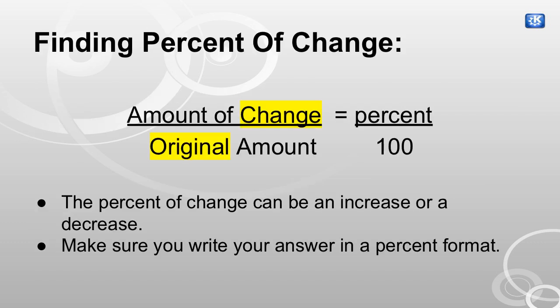So this is on your note sheet. We're going to use our proportion that we've gotten really good at. To find the percent of change, we are going to do the amount of change, which will actually be a subtraction problem, over the original amount, and then on the right-hand side, of course, we have percent over 100. The percent of change can be either an increase or a decrease, and we're going to make sure that you write your answer in a percent format.